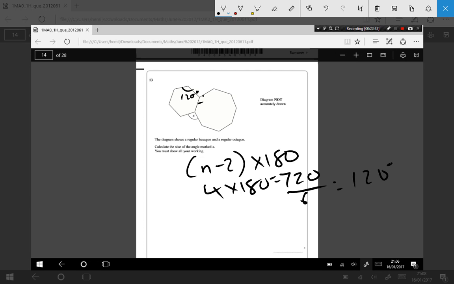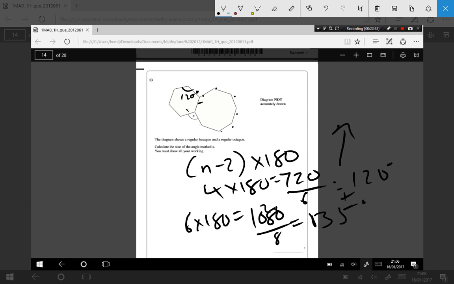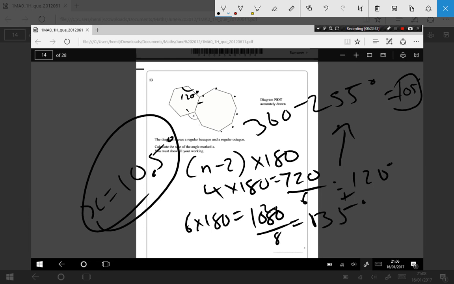Same thing for this, so there's 1, 2, 3, 4, 5, 6, 7, 8 sides, so 8 minus 2 is 6, 6 times 180 is 1080, and then you divide it by how many sides there are, which is 8, and you should get 135 degrees. Add these together and you get 255 degrees. Then do 360 minus that and you get your answer, which is 105 degrees. So x is equal to 105 degrees. I hope you understand that.